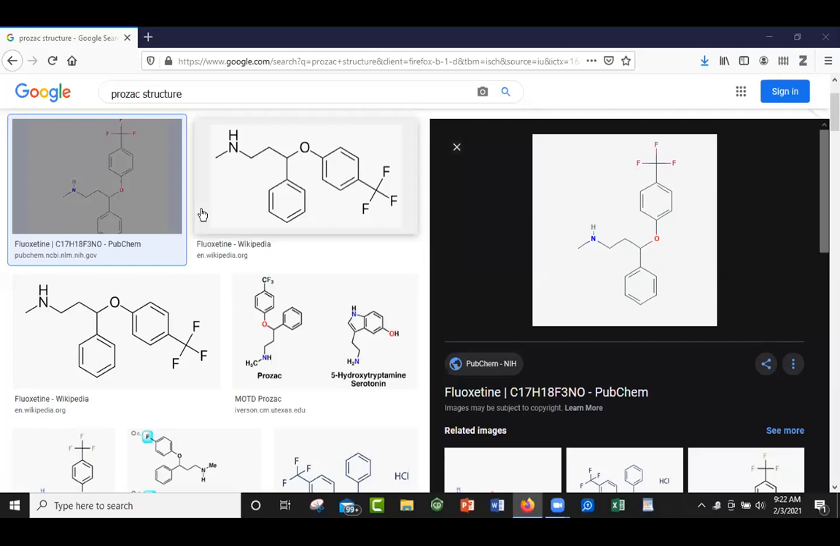Can everybody see my screen? Yes. So if you look at Prozac, do you see any chiral centers? Let's see if we can apply that definition of chirality. Let's look at every atom. What about this carbon right here? You think that's chiral? Why or why not?